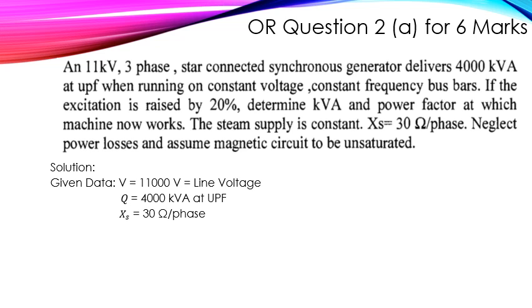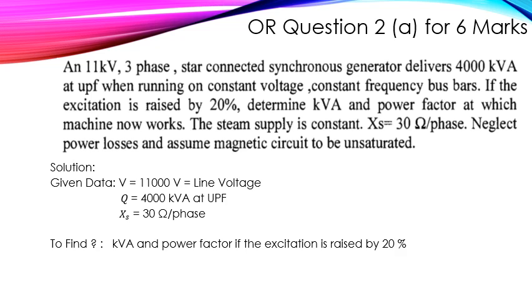The synchronous reactance is 30 ohm per phase. What do we have to determine here? We have to determine the kVA when the excitation is raised by 20%, and the power factor.